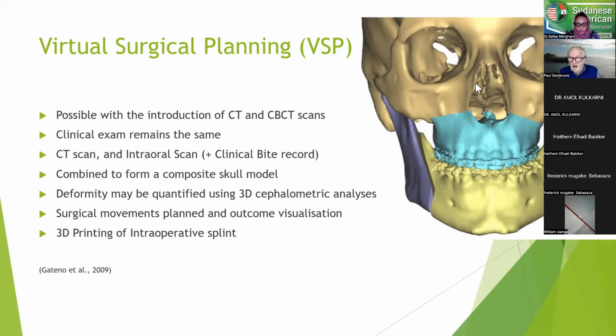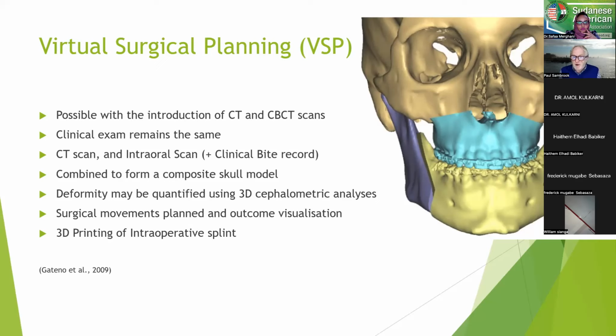This model will tell you exactly where the teeth are, because that is a direct scan data, and the CT data then gives you the position of all of the bones. The deformity can be quantified using a different sort of cephalometric analysis. And this is usually a computer-generated cephalometric analysis. Our standardized 2D analysis are not relevant in these situations.